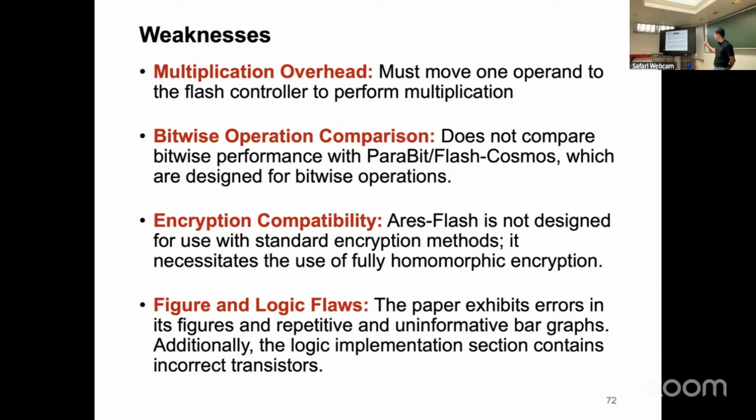And also in the paper, they have errors in figures, and also have a plot where they show 20 times the same bars, which I think is a bit unnecessary, and they didn't even mention it in their text. So I was wondering why that would be so. And they also provided some wrong transistors in the implementation of the logic operations itself.